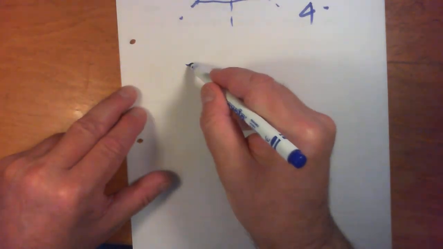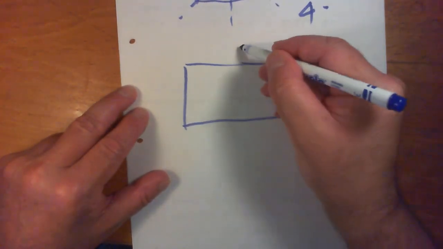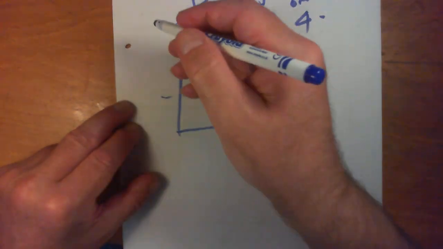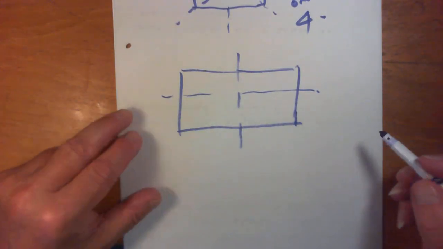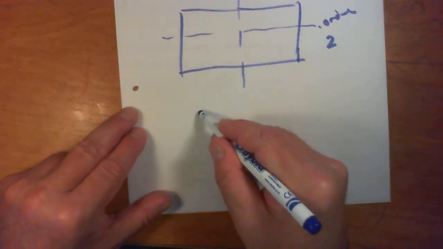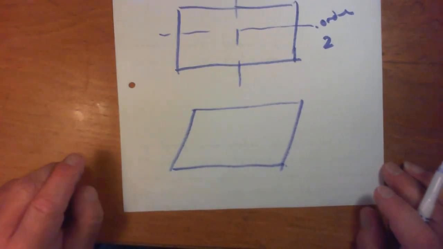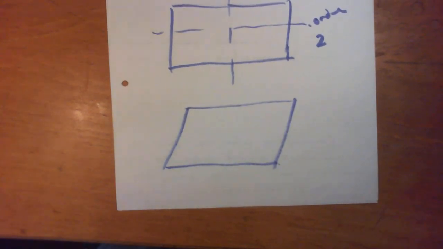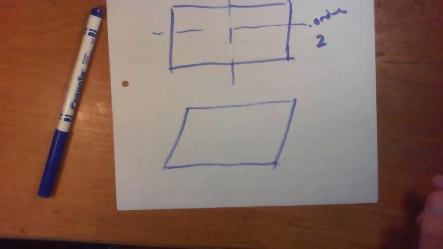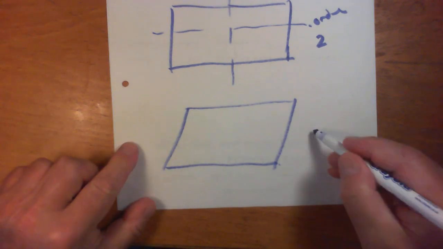Going through the rest quickly. A rectangle has that symmetry and that symmetry, but it doesn't have the symmetry through the diagonals. So that is order 2. A more general parallelogram has no lines of symmetry at all, so the order is 0.